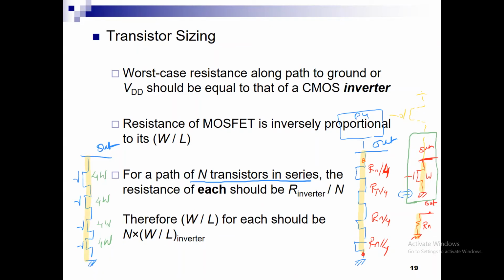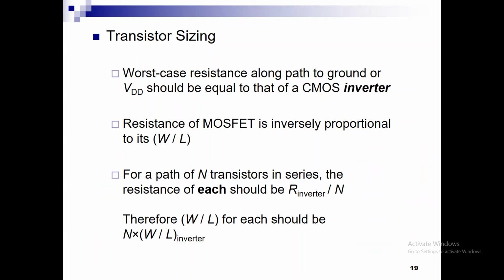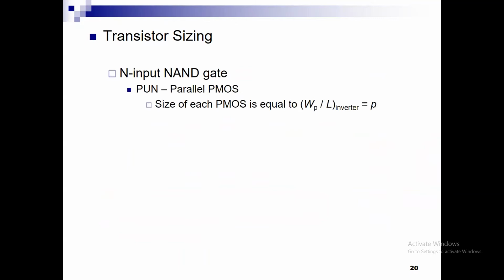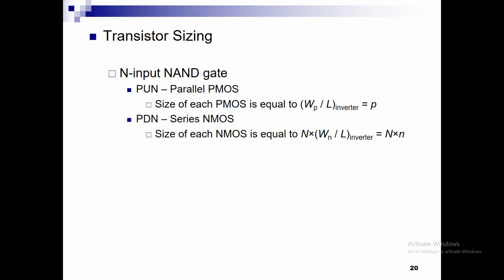Great. Let us now clear here and let us go down. Here we have the N input NAND gate. We have the pull-up network has parallel PMOSes and the pull-down network has series NMOSes. Let us try to draw the N input NAND gate. For example, the 3-input NAND gate. Okay, so if I have the 3-input NAND gate, it's going to look like Y equals ABC bar.